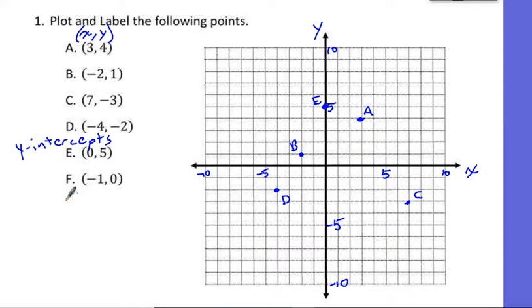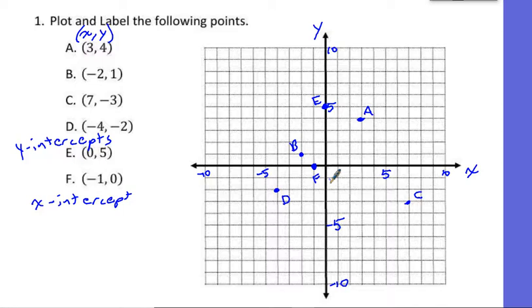Point F is an x-intercept. It's the point where a line or a graph would cross that axis. Here we have an x-coordinate of -1, but then we have the y-coordinate of 0, so we don't move up or down. We stay right here for point F.